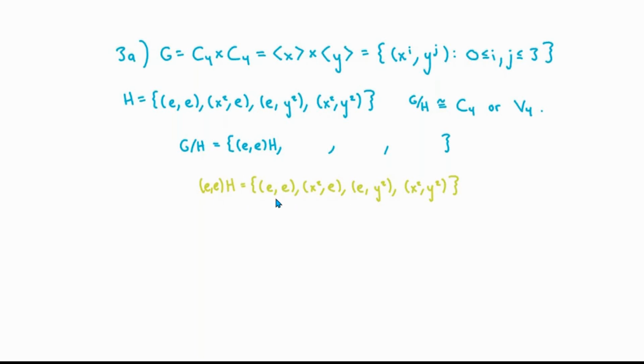So for example, I haven't seen the element x, e yet in this list, so for my second coset in the quotient group, I can pick the coset xe times H, which I can work out is equal to the collection of elements that you see here.